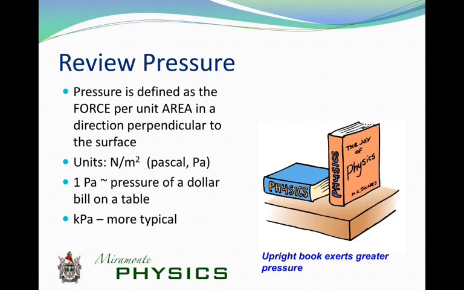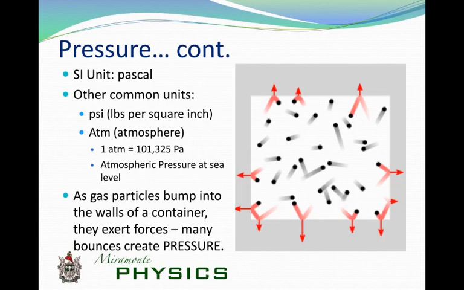So 1 Pascal is about the pressure of a dollar bill resting on a table. So 1 Pascal is a very, very small unit of pressure. Typically we'll talk about things in kilopascals. Think about this scenario here. If you have an upright book, they both have the same mass, so they're going to have the same force acting on the table, but one has a smaller area, so it's going to have more pressure. So pressure is force per area, or force is pressure times area. It's helpful to be able to think about those both ways.